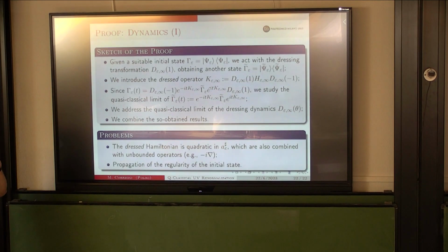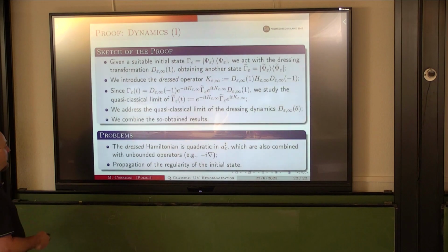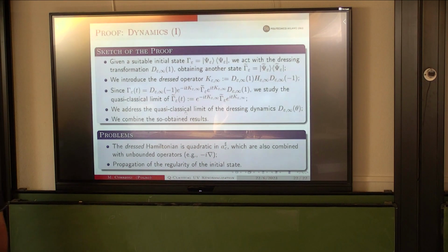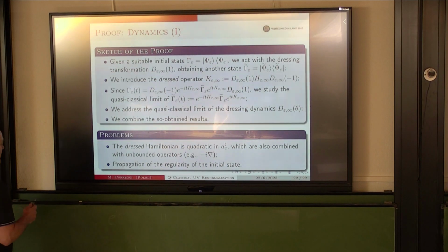Now, separately you may address the limit epsilon to 0 of the dressing transform, and if you put everything together, you get the result. That's basically how the proof goes. So you can separate the problem into two different problems: the first one for the dressed dynamics and another one for the dressing. And the dressing is a dynamics, as Nikolai pointed out. Now, what are the problems in this approach?